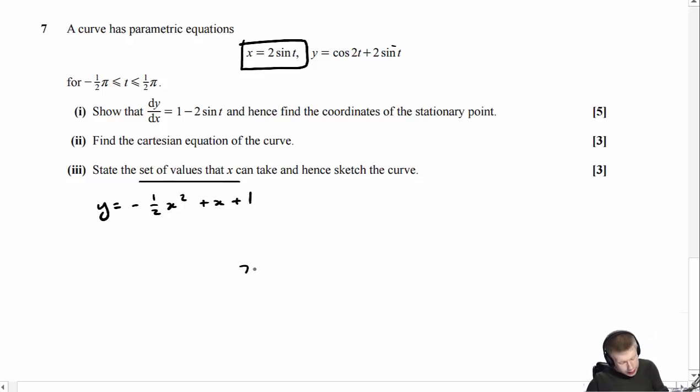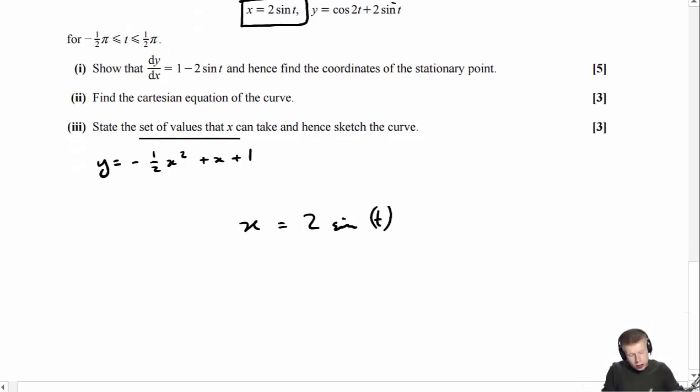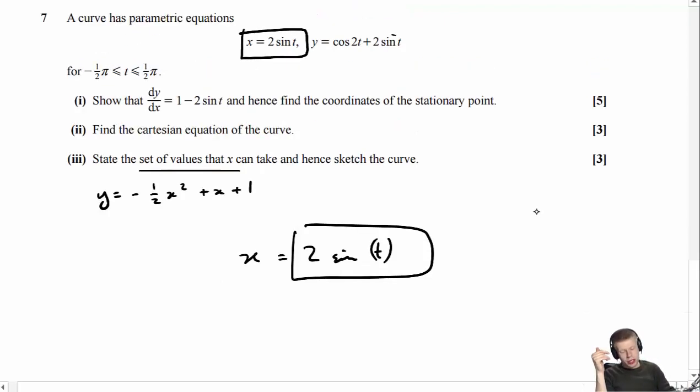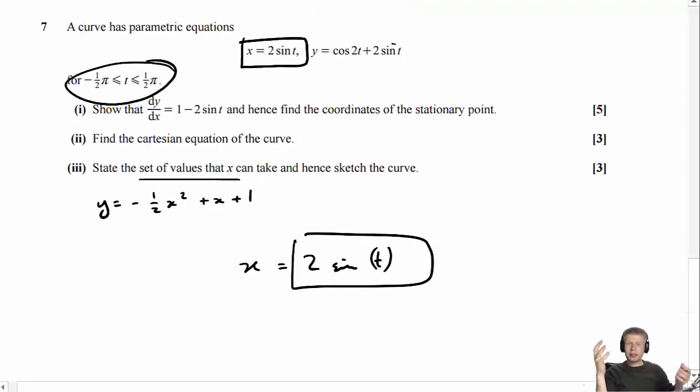So I know that x is equal to 2 sine t. If I just look at the 2 sine t side and find out what values that can take, then fairly obviously x is also going to be able to take those same values. Are you happy with that? So it's worth bearing in mind what the original values that t can take are. Well, t can go from, I'm going to do it in degrees because you're probably more familiar with them, negative 90 to 90.